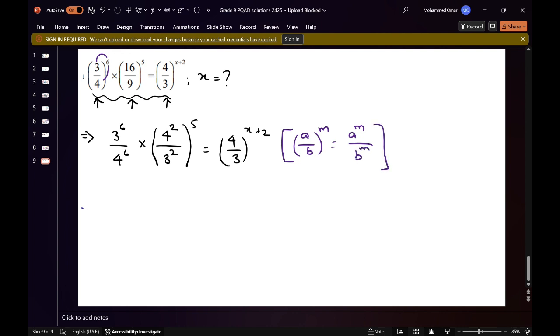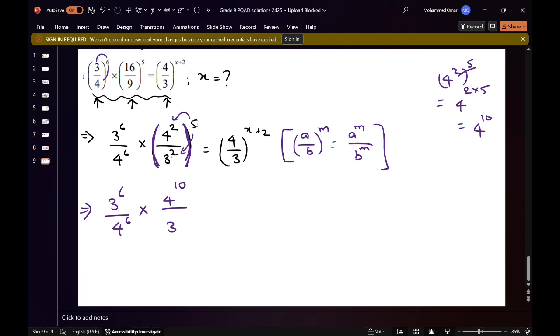Good. So now 3 to the power of 6 divided by 4 to the power of 6 multiplied by, now you have power 5 over the numerator and denominator. Let us use the same law and distribute it. So it is 4 square whole to the power of 5 over 3 square whole to the power of 5. You have power over power. What is the law? When you have power over power, multiply the powers. So it is 4 to the power of 10 divided by 3 to the power of 10, equal to 4 by 3 whole to the power of x plus 2. Here we have used the law that whenever we have power over power, you multiply the powers.